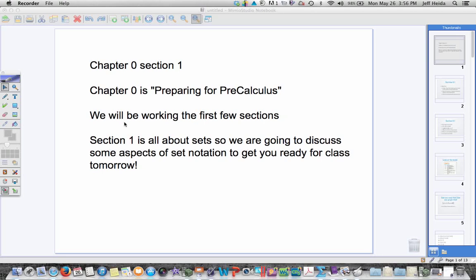So we're not going to do all of the sections in Chapter 0, we're just going to be doing the first few. Today I'm going to talk about Section 1. Section 1 is called sets, so it's all about sets. And we're going to discuss some aspects of set notation to get you ready for class tomorrow. So let's go on to the next one.